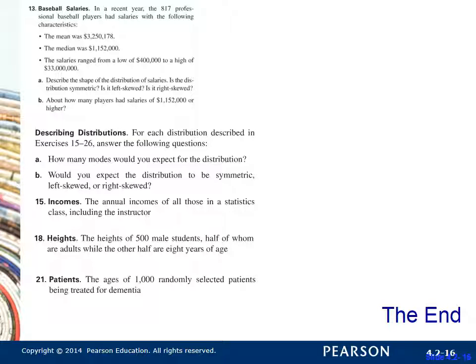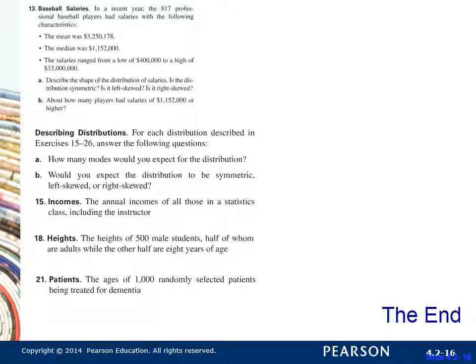I'm going to have 2 modes, but it's still going to be roughly symmetric because, if half of them, so 250 adults and 250 8-year-olds, you're still going to have pretty much a symmetric graph because you're going to have just as many in the center of each. So imagine two perfectly symmetrical humps.